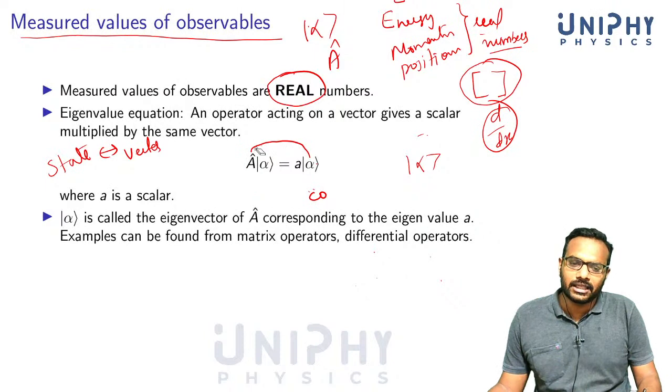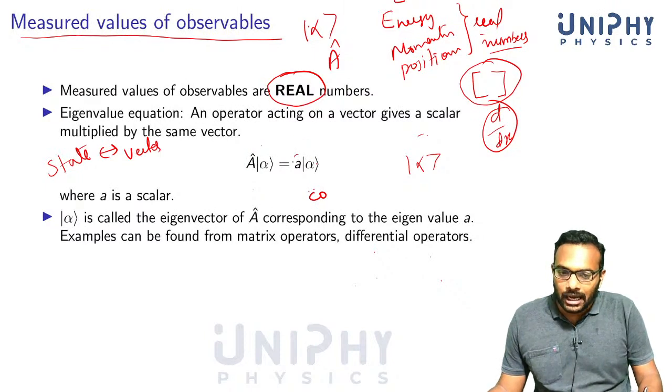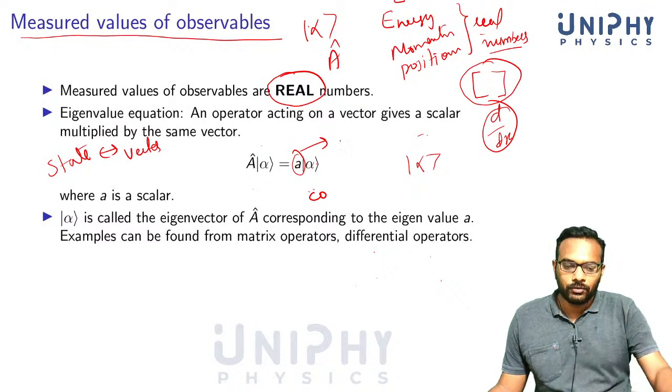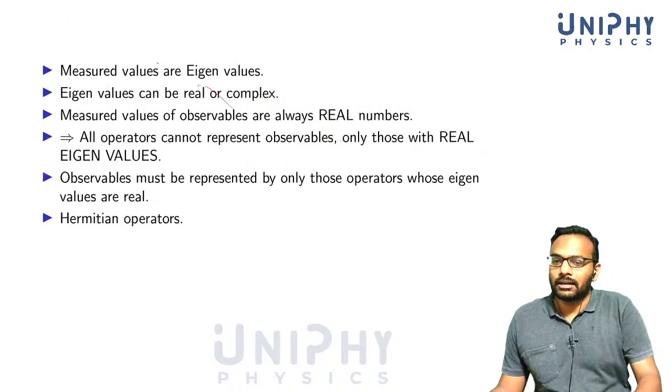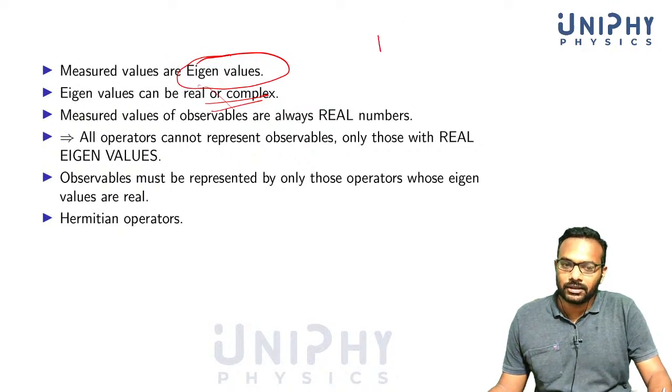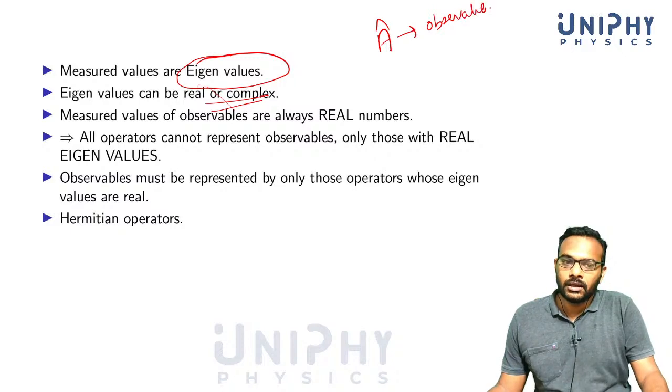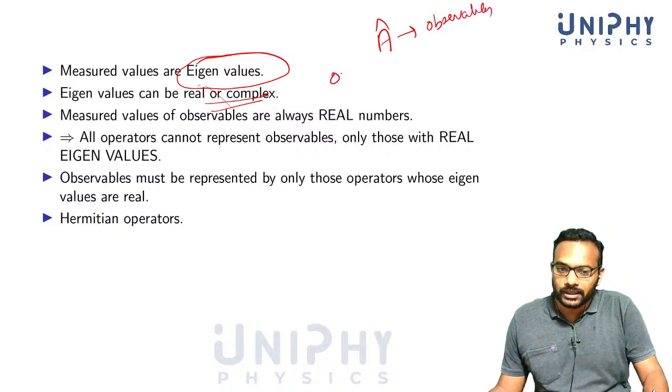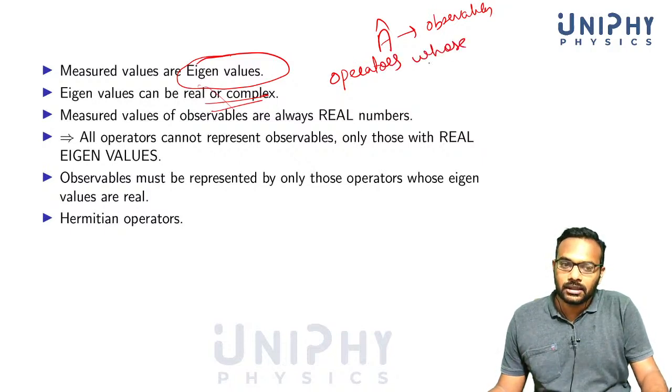We'll try to make the identification that eigenvalues are the measured values. We'll try to make the identification that measured values are actually eigenvalues. But there's a problem. Eigenvalues can be real or complex. This means that we cannot take all operators as representing observables. It means that we can only take those operators whose eigenvalues are always real.